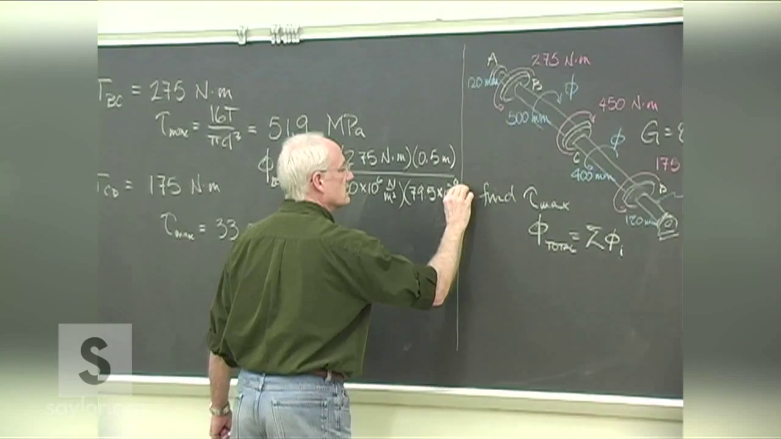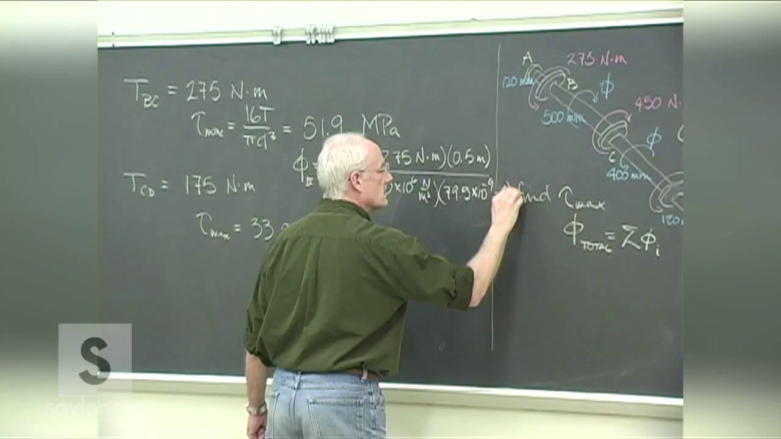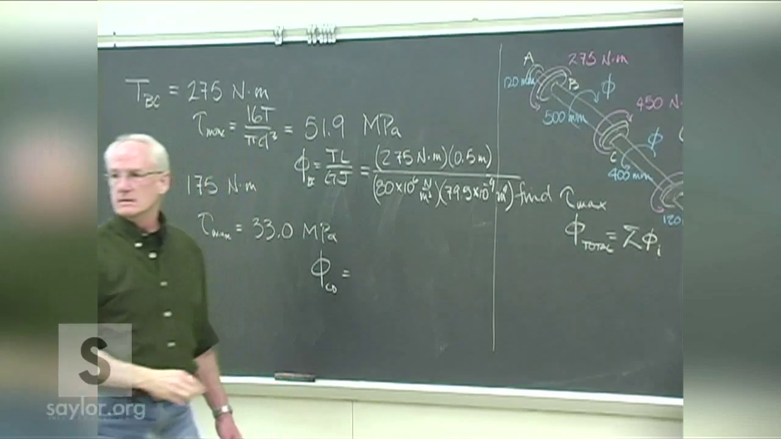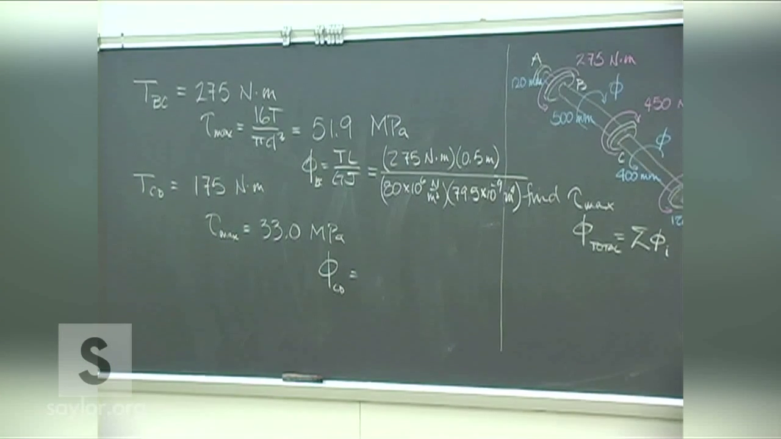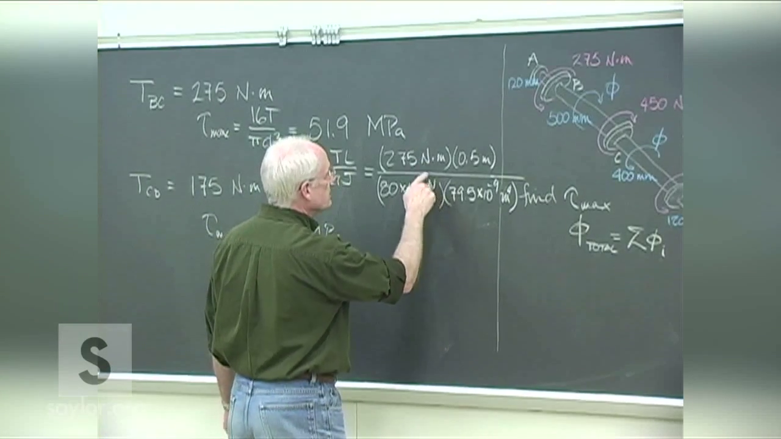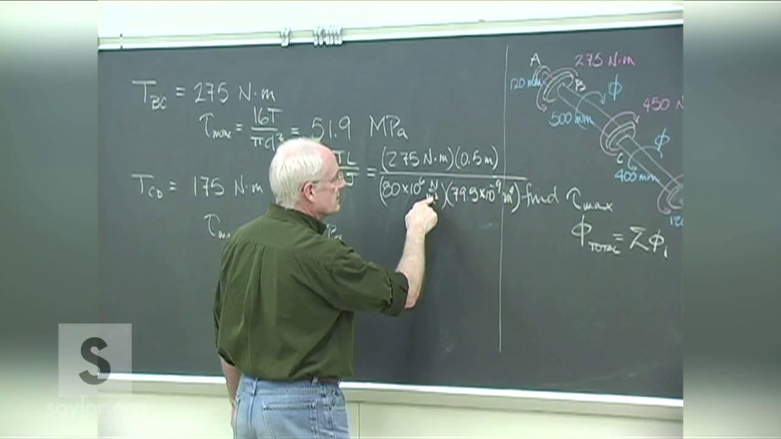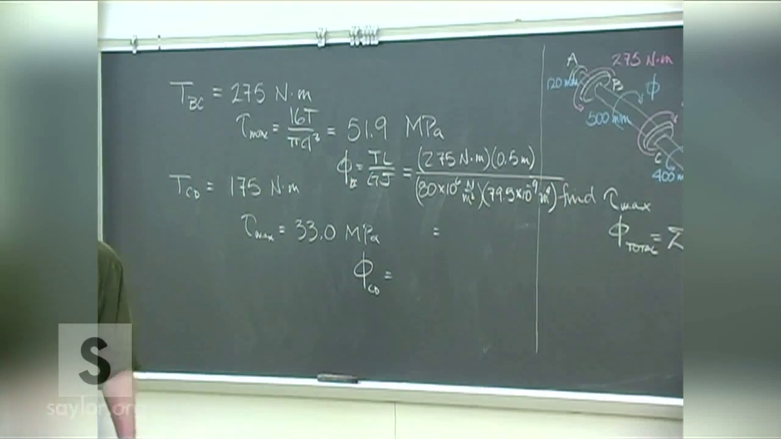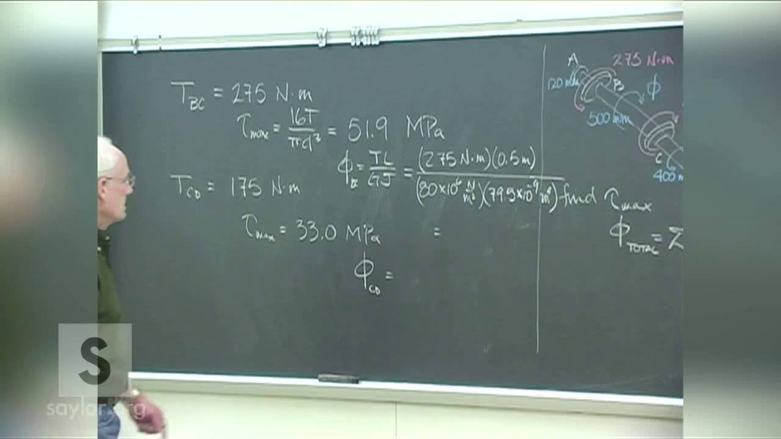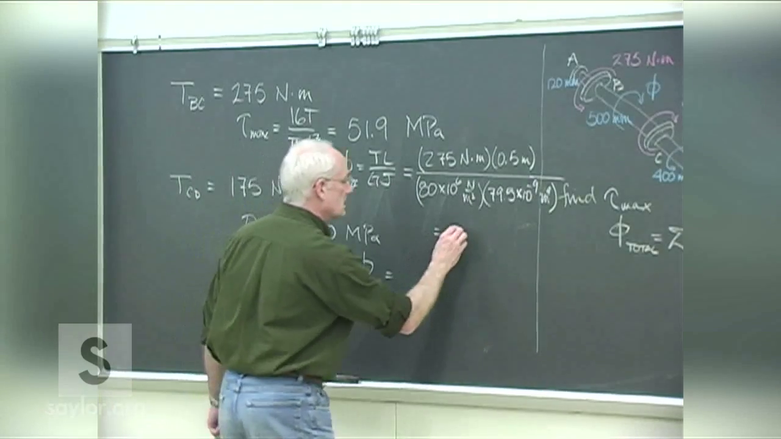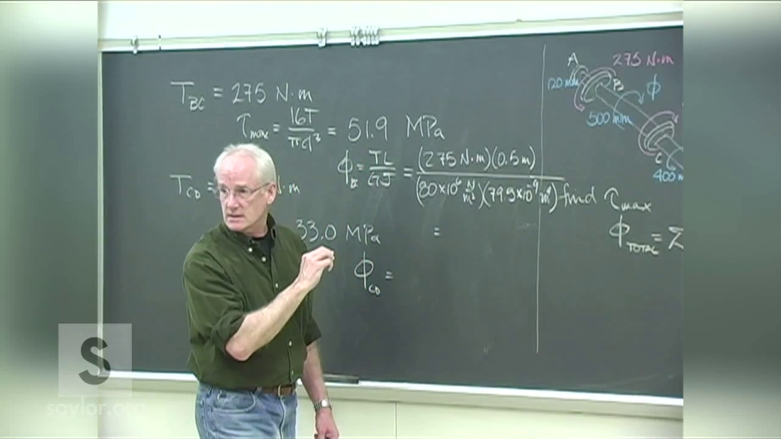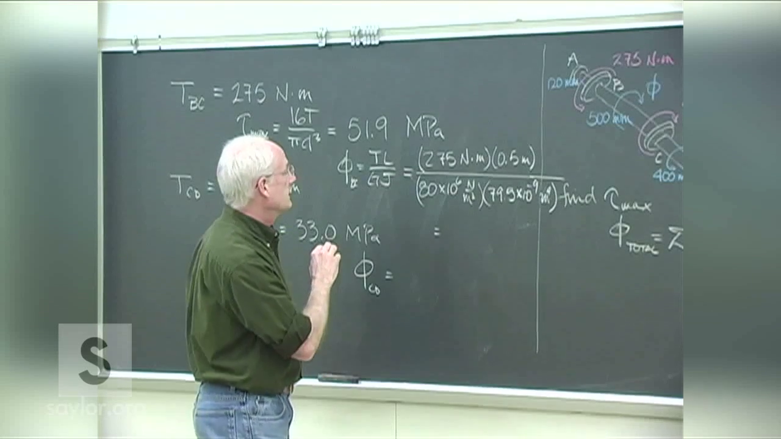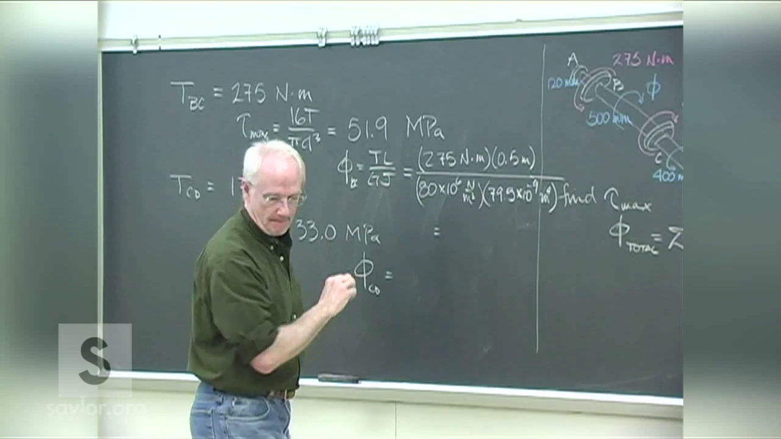Does that sound right? David, did you get that too? Okay, so now the units are all okay. Newtons, meters to the fourth, meters to the fourth. And then what's that come out to be? 21.6 radians. So, 21.6 radians? Does it really?